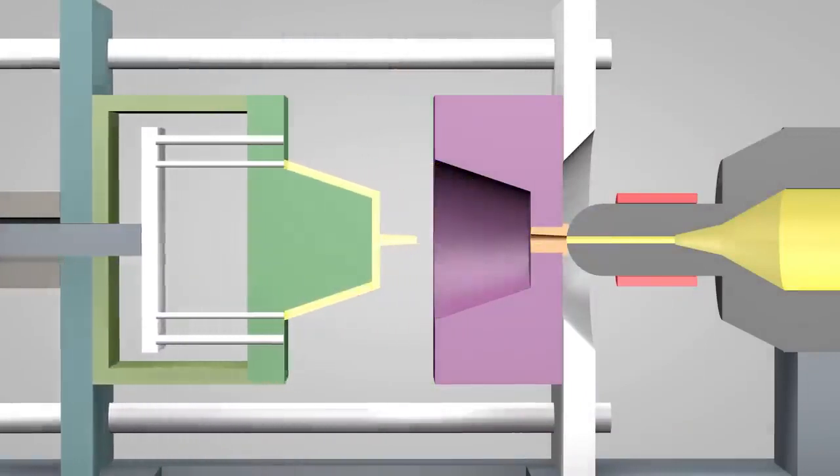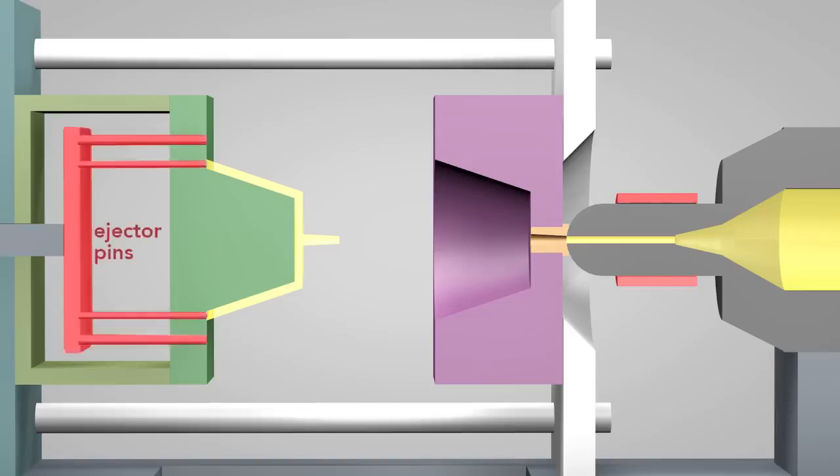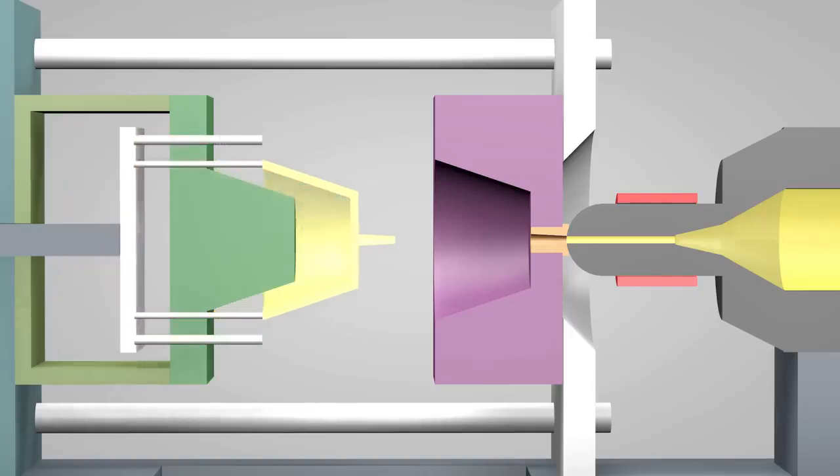These precision machined steel molds can cost hundreds of thousands of dollars. Removing the part from the mold can be difficult. When the plastic cools, it shrinks and so becomes stuck tightly on the core half of the mold. Molds have built-in ejector pins that push the part off the mold.